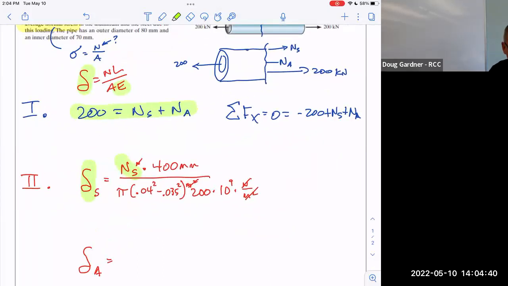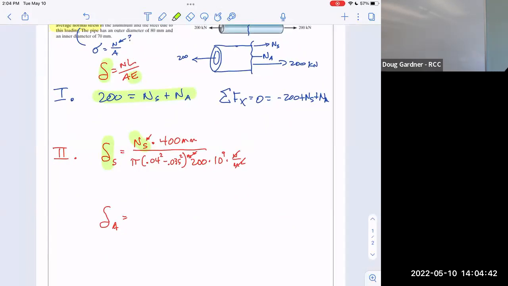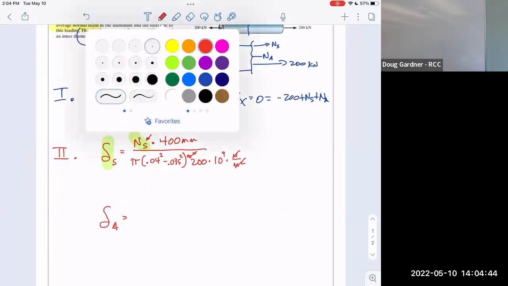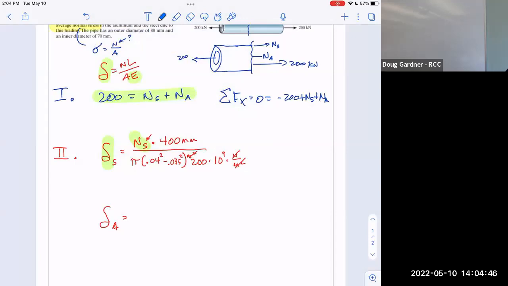So what about the other one? Well, it would be the normal force of the aluminum, also times 400 millimeters. That's kind of interesting. And we said now I'm going to be a little lazier, right? Because I already know the units work out from above, and so I can be lazy and leave those off.